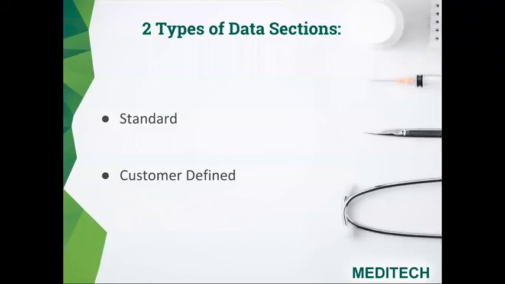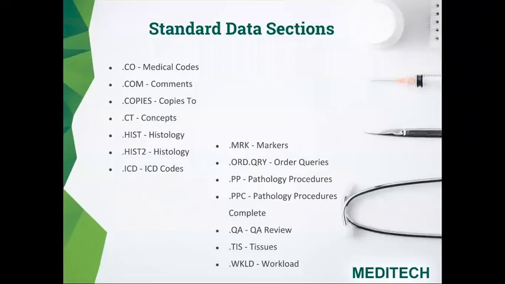Now we will continue with the data section dictionary. There are two types of data sections that we can define within the system, the standard one and the customer defined one. So let's start with the standard one. Usually the standard data sections that you can define through Meditech will be prefixed by a period, and the list of all the standard data sections within our system are the ones appearing in these slides as well. So the first one is the .co, which is for medical codes.